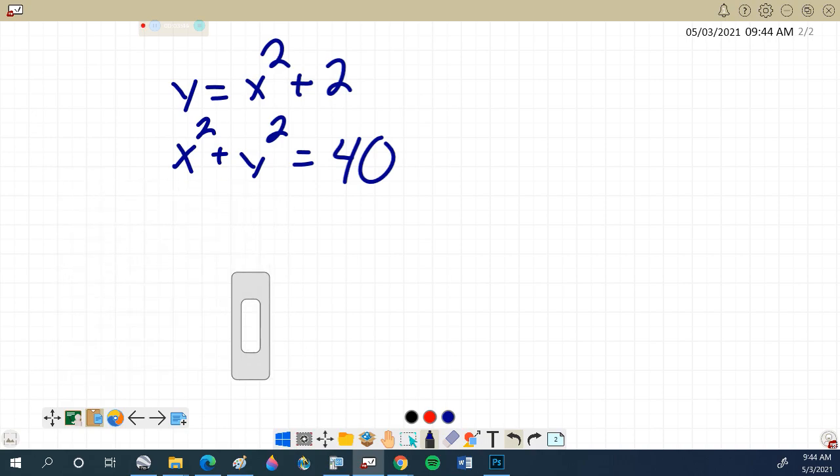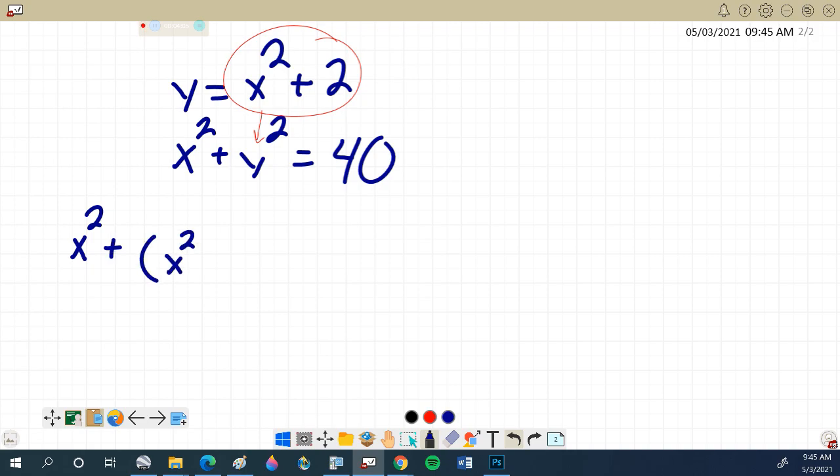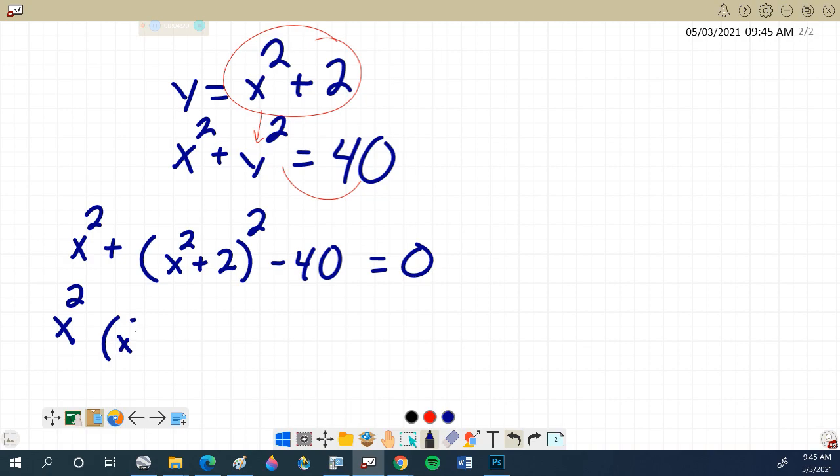So, what should I do here? I'll show you a couple different solution methods, but I can do substitution because I have y equals. So I'm going to stick this in here. So x squared plus 2 squared, and I'm going to subtract this over like that. Okay, so this is x squared, and then x squared plus 2 times itself.